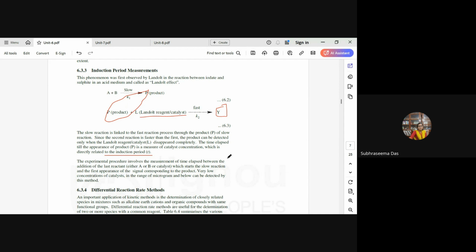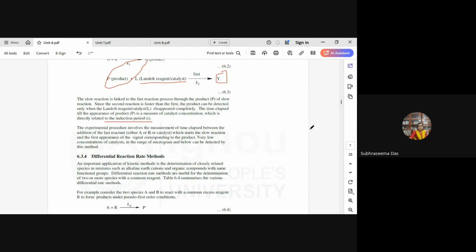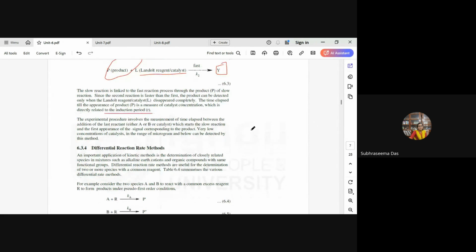So the experimental procedure here involves the measurement of time elapsed between the addition of the last reactant, which starts the slow reaction, and the first appearance of the signal corresponding to the product. Even a very low concentration of catalyst can be detected by this method.